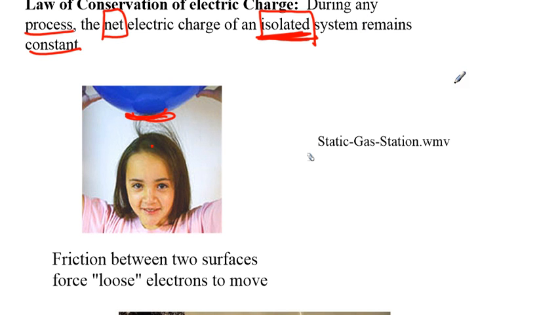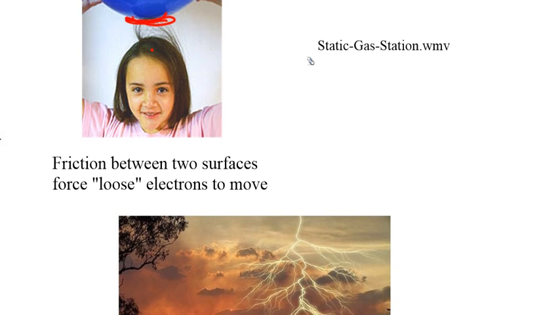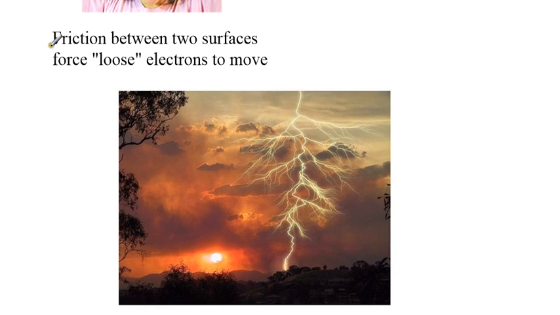All right, so what happened? If you think of our system, the system was both the girl and the car, and maybe the whole gas station. The total charge of that system is constant, but charges were moved around, and then they rebalanced themselves when she touched the handle. So to think more about this, we need to think about this idea.